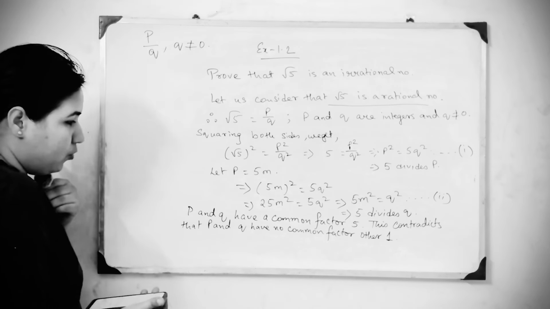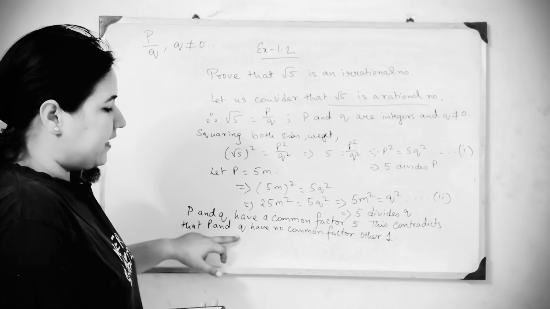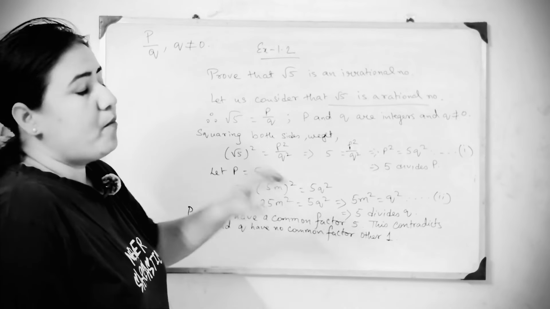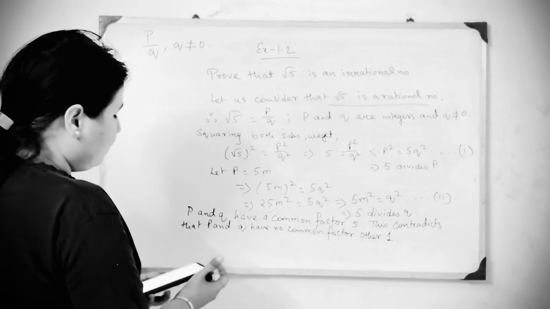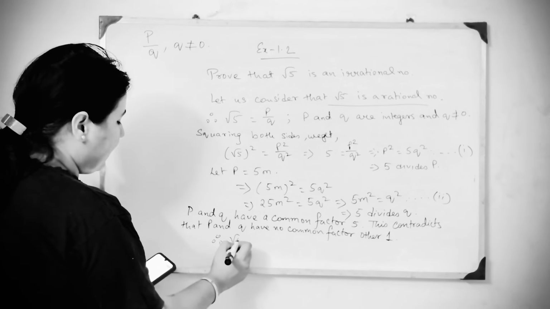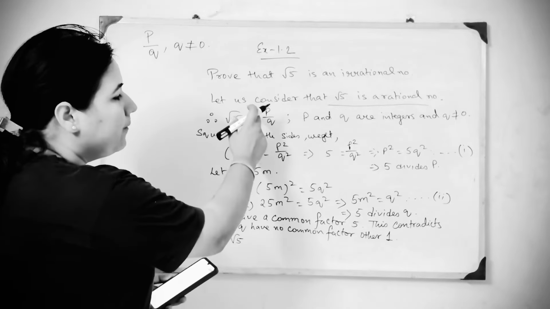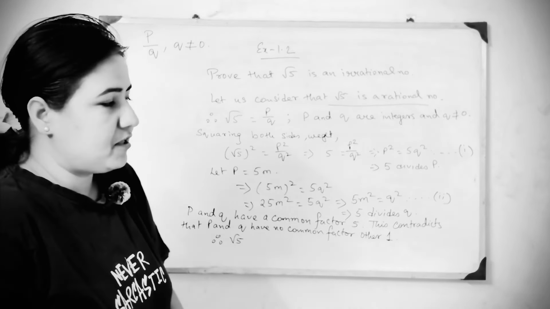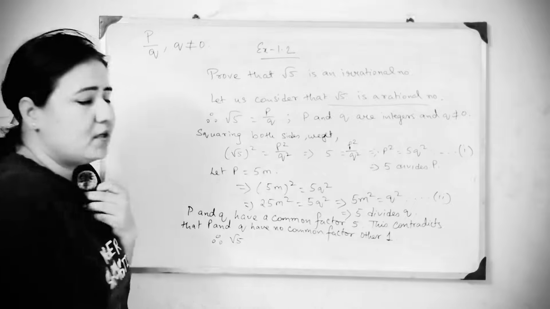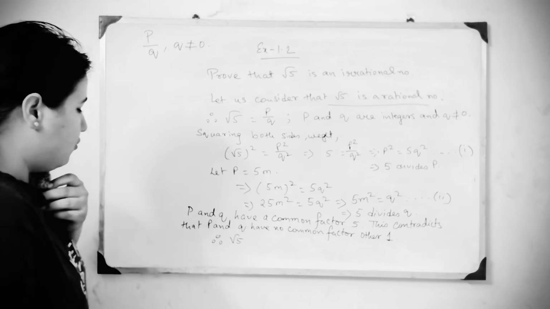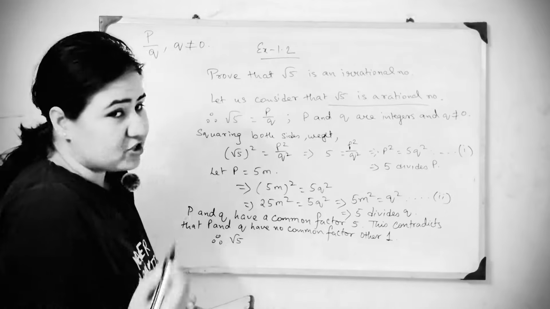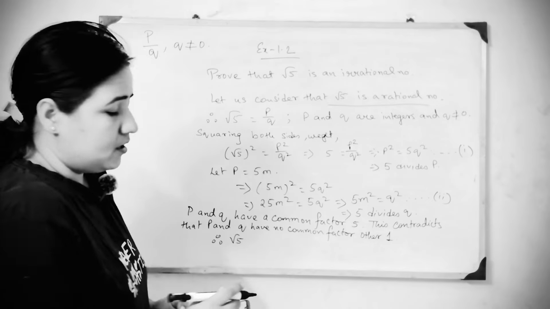So we conclude that it is contradicting the fact that they have no common factor other than 1. So we can say that root 5 cannot be expressed in the form of p by q. Why can we not express it? Because they have a common factor. So we can simply give the conclusion, that it is not a rational number, or the final statement: root 5 is an irrational number.